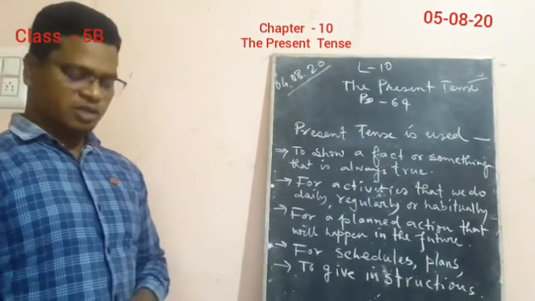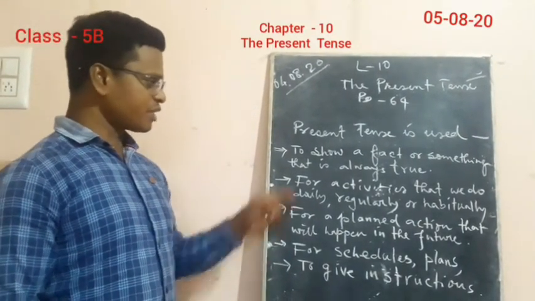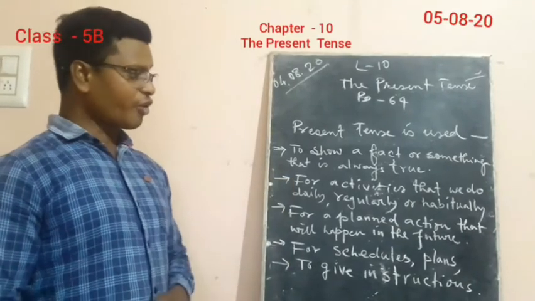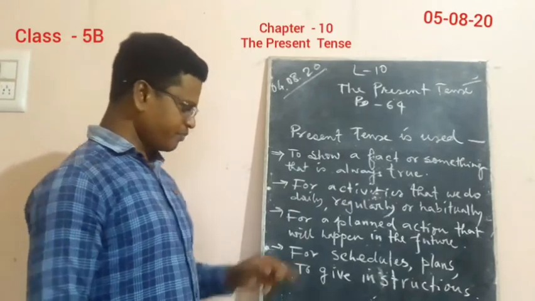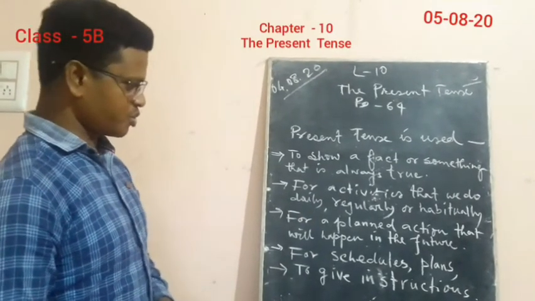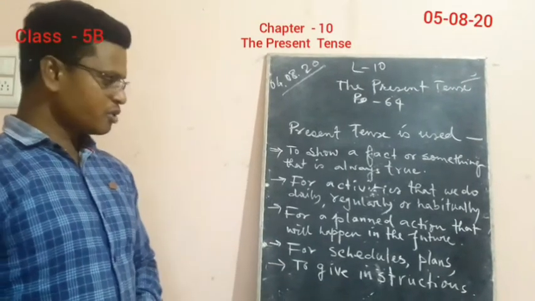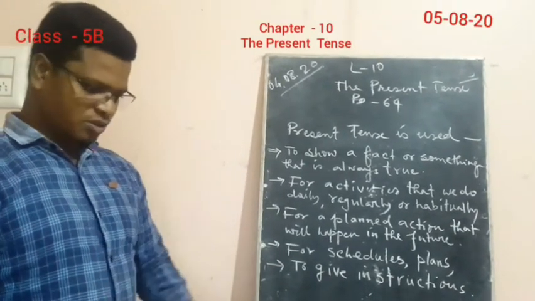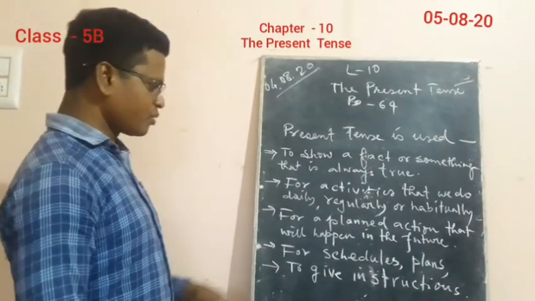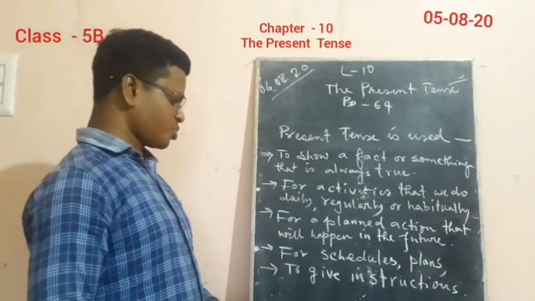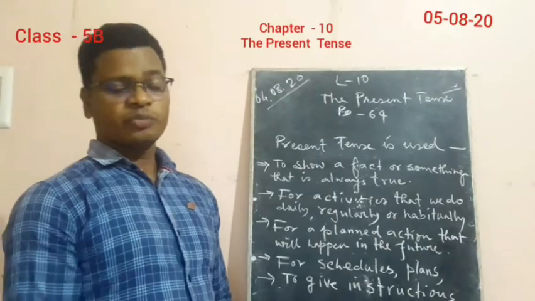Let me read this once more. To show a fact or something that is always true. Second point is for activities that we do regularly, daily or habitually. Then we have planned actions that will happen in the future, and we have schedules, something that is already scheduled, like the exams. The exam will start at 9 o'clock, like that. Then we have the instructions, to give instructions to others. So for all this we use the present tense.